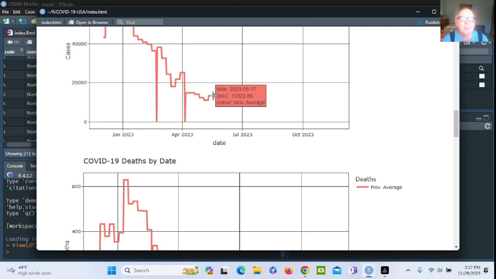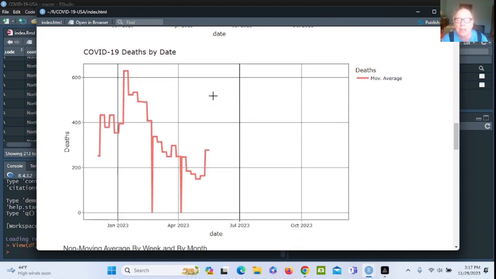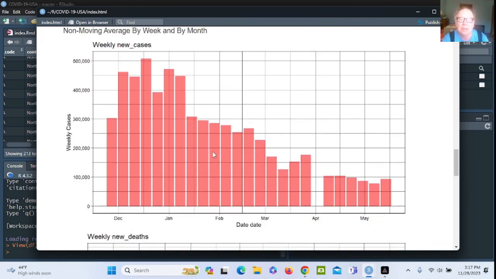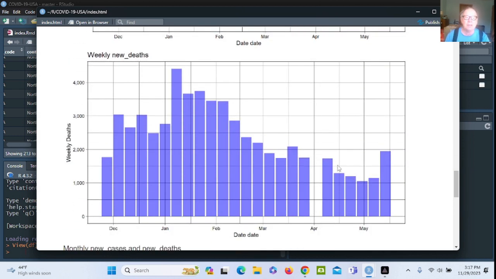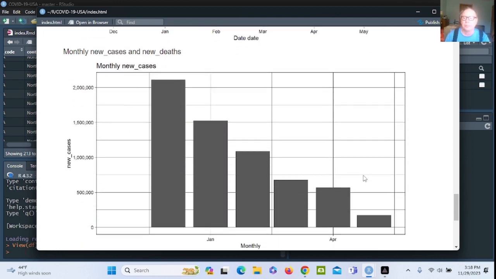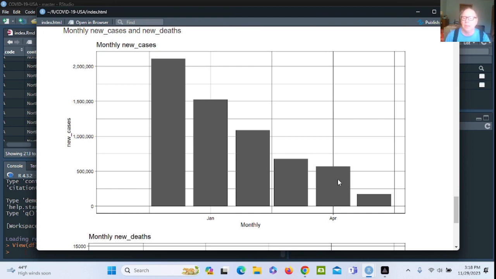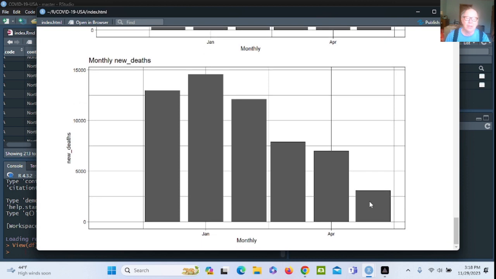So you can see as of May 17th, we still are having 13,000 plus cases a day and 277 deaths per day on average. You can look over here. Cases fell below 100,000 per week. Deaths were below 2,000 per week. Monthly cases, a little over 500,000 cases per month for April. But look, there's nothing for May, June, July, August, and September. They stopped in mid-May. So anyway, here you go.